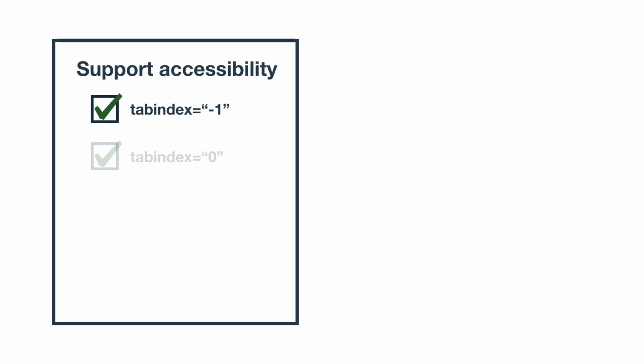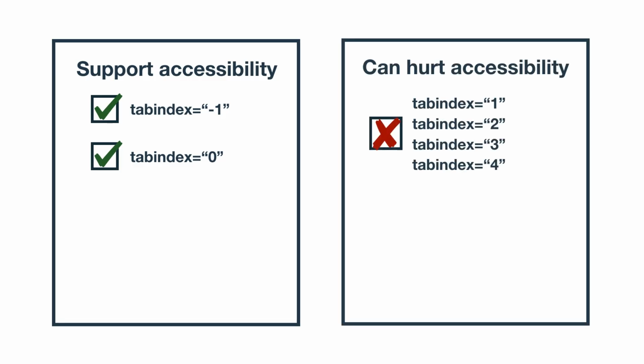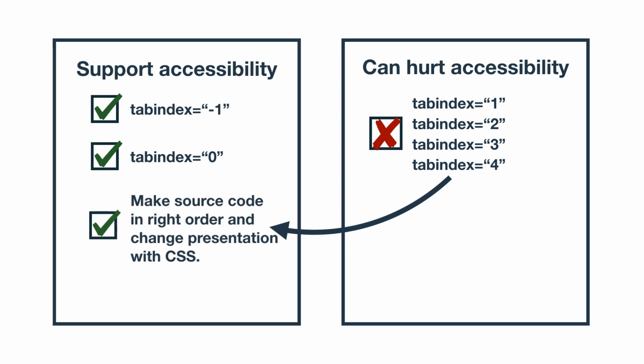Typically, you'll use Tabindex equals 0 and Tabindex equals -1 to support accessibility. You shouldn't use positive values to rearrange the tab order. Instead, adjust the source code so it's in the right order and do presentation adjustments with CSS. Here are 3 ways to use Tabindex to support keyboard accessibility.